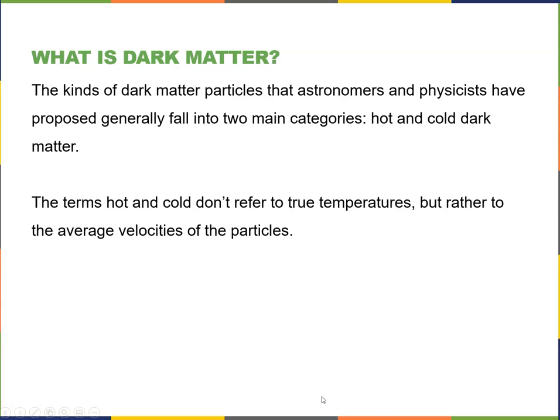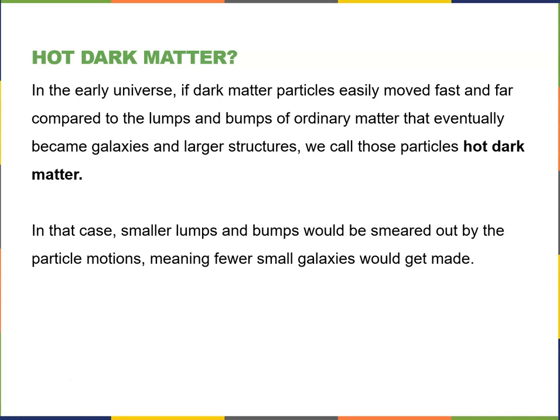The kinds of particles that astronomers and physicists have postulated generally fall into two main categories: hot or cold dark matter. The terms hot and cold don't refer to the temperature of the dark matter. It's referring to the average velocities of the particles. Say you're in a cold room, an air particle will move slower than if you're in a hot room. The air particles move faster. So that is why it's called hot and cold dark matter, not because of the temperature, but rather because of how quickly the particle is moving. So we are going to discuss the theory of hot dark matter first.